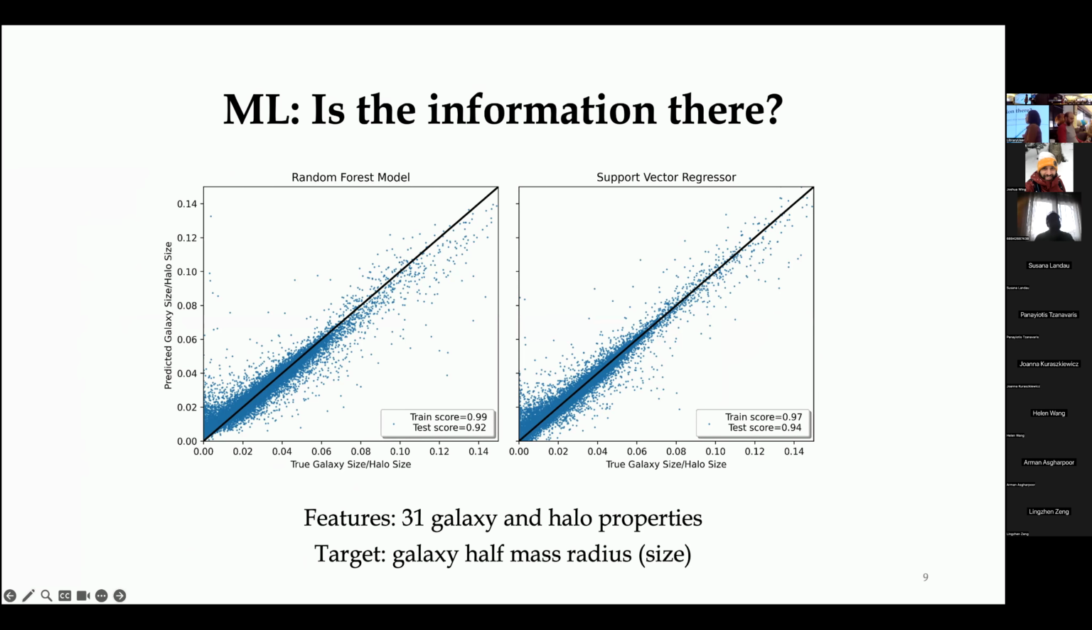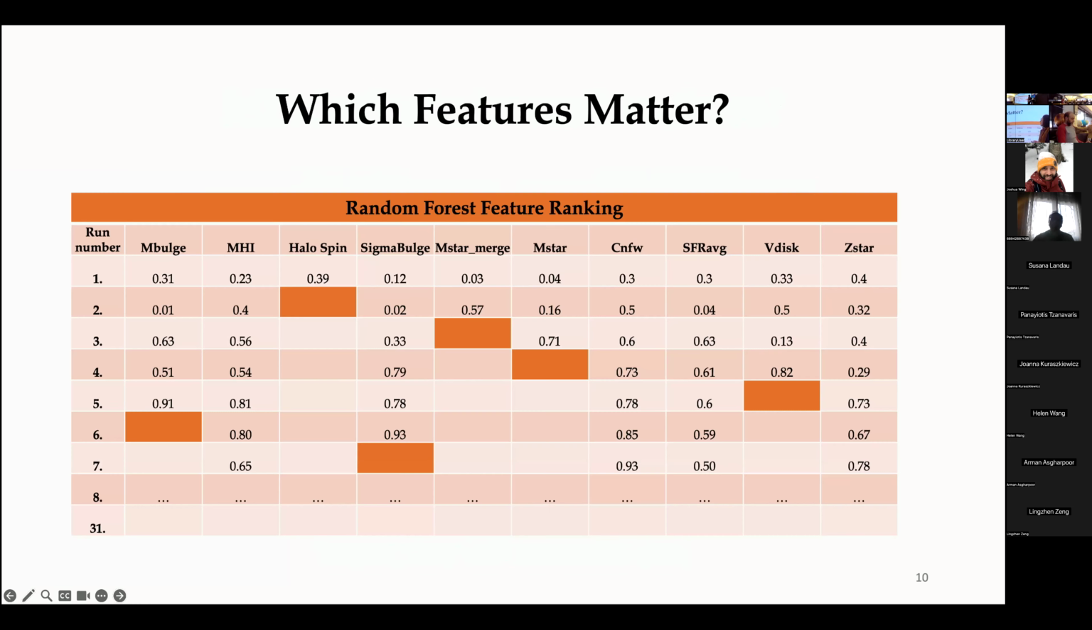And then we use the support vector regressor as a more sophisticated machine learning model. And we see that it performs slightly better. The test score goes up to 0.94. So yes, we're encouraged that there is information that machine learning models can really predict galaxy sizes given these 31 properties. And so now we ask, is there a minimum number of features, like a basis set of features, a core set of features that drives prediction rather than all this large amount of features that we have available at hand?